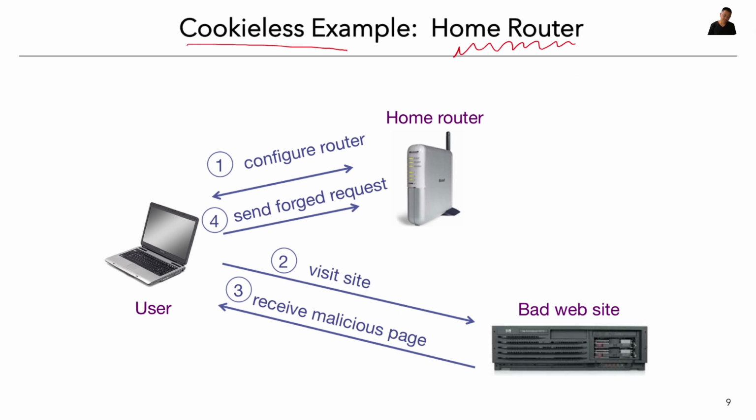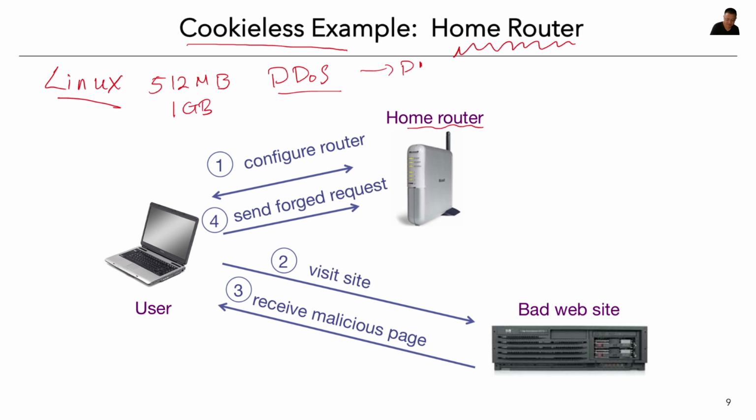If you think about this, the router is actually fairly powerful. Normally your router runs the Linux operating system. In some cases it has 512 megabytes of memory, sometimes 1 gigabyte of memory, and also a fairly powerful processor. So the home router has been used in the distributed denial of service attack which brought down the DNS system.